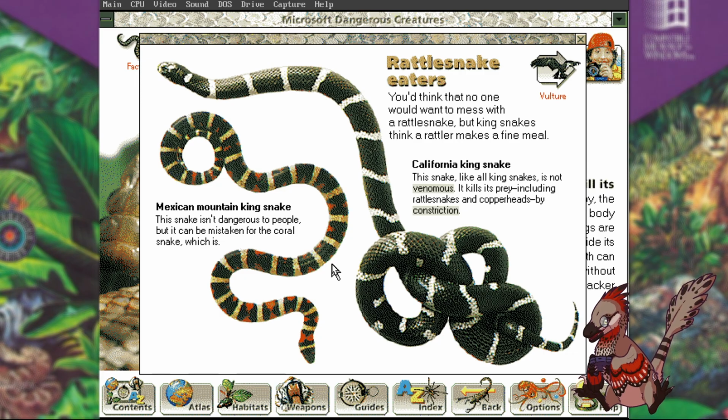Rattlesnake eaters. You'd think that no one would want to mess with a rattlesnake, but king snakes think a rattler makes a fine meal. California king snake. This snake, like all king snakes, is not venomous. It kills its prey, including rattlesnakes and copperheads, by constriction. And the Mexican mountain king snake. This snake isn't dangerous to people, but it can be mistaken for the coral snake, which is.